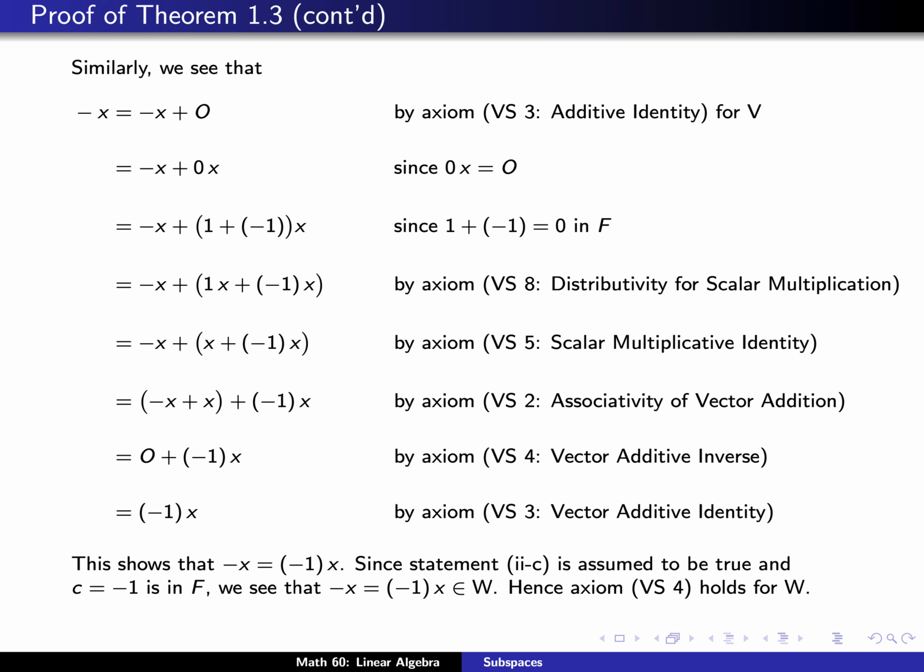But now let's go back and see how we stated things previously. Let's go back to statement IIC, where we were assuming that W is closed under scalar multiplication. So here we can scale by -1 to see that -1 times the vector x is in W, because -1 is a scalar, and because x was assumed to be in W. Therefore, -x is in W, which actually shows axiom VS4, namely additive inverses, holds for W. So putting all of this together, we can now conclude that the triple W plus dot is a vector space. Hence, statement I is true.